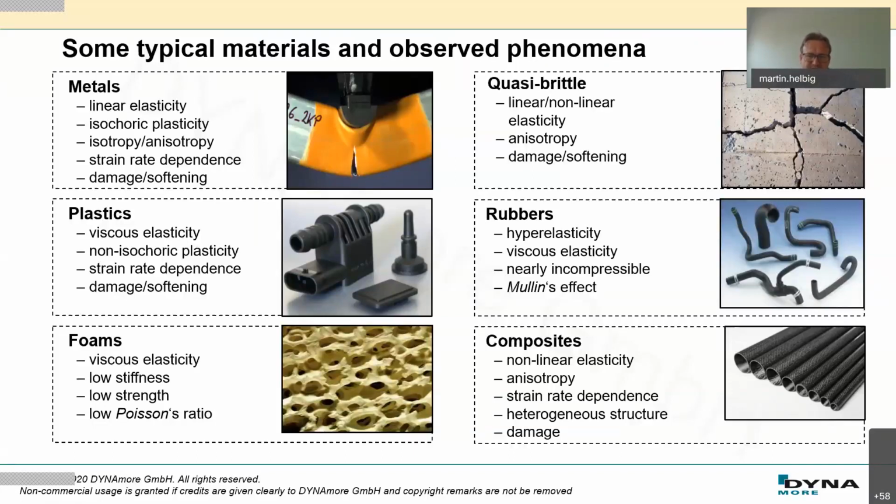For composites, we have nonlinear elasticity, anisotropic effects, and strain rate dependence. We have a heterogeneous structure and should also take into account the damage or the fracture behavior of the composites.